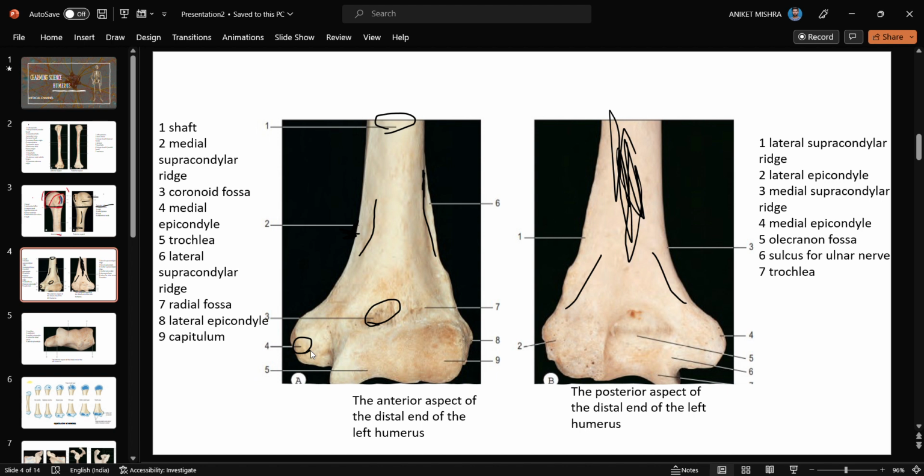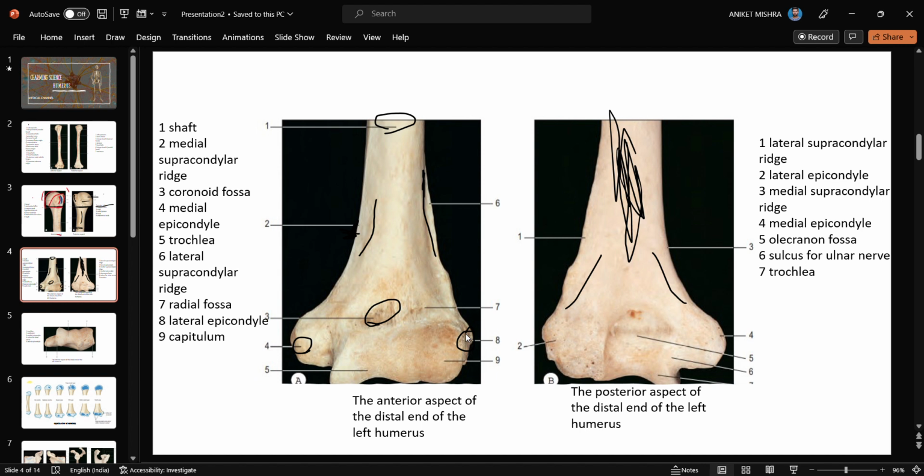elbow or the humerus. There is a structure that is the lateral epicondyle that lies laterally on the bone. Another difference between the medial and the lateral epicondyle is that the lateral epicondyle is smaller than the medial epicondyle, and it is present a little anterolaterally on the bone.